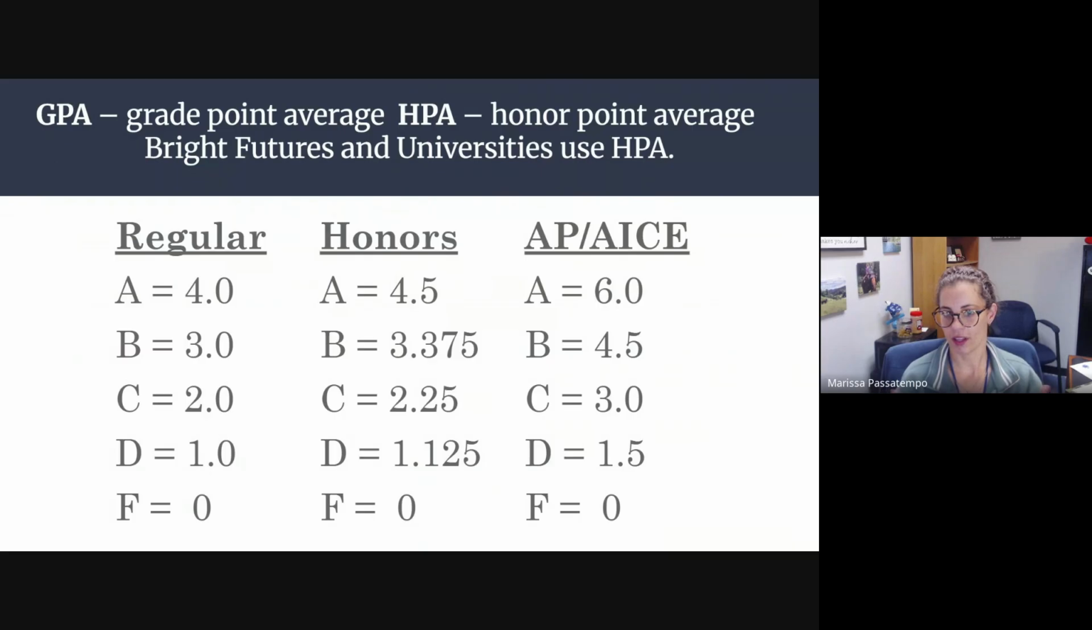GPA and HPA are weighted differently by a point value system. We'll go over the regular line first. If your child earns an A in a regular section, the most quality points they could earn is a 4.0. In an honor section, those classes are weighted a bit higher, so if they earn an A, the highest quality points would be a 4.5. The AP and ACE classes are the highest valued classes that impact the HPA. If your child earns an A, they get 6 quality points towards their overall HPA.